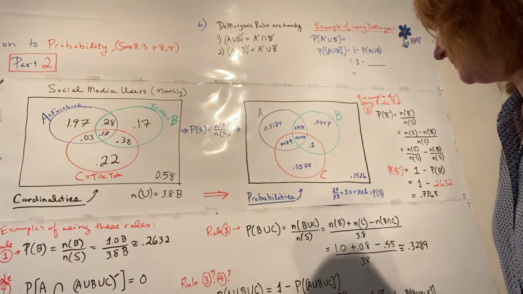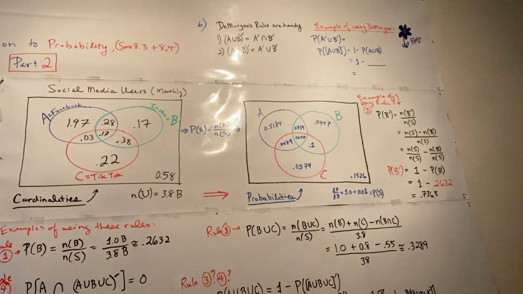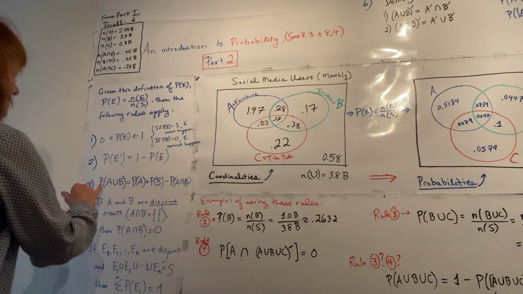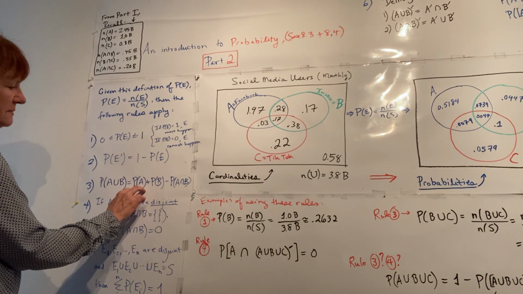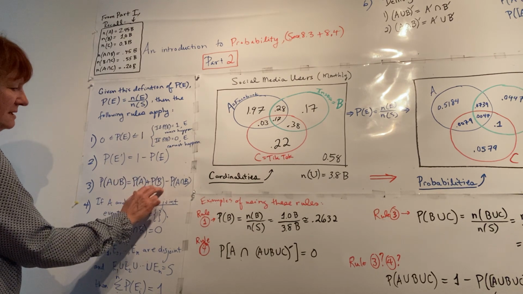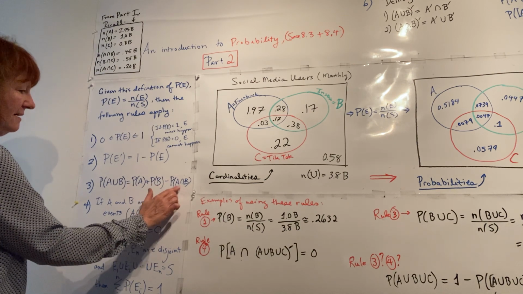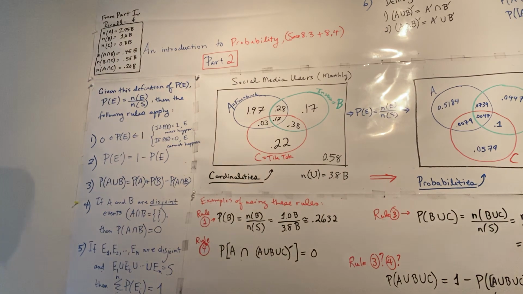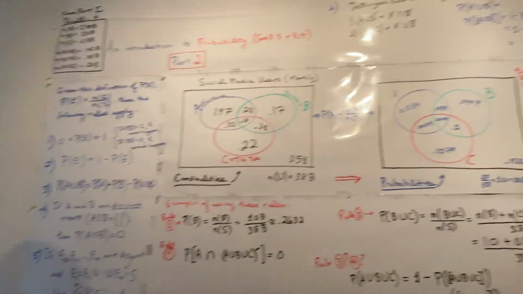So let's see. Third rule. Back over here, the third rule. Third rule is that the probability of a union of 2 events is equal to the sum of the probabilities of each one minus the probability of their intersection. Why is this called the addition rule? Well, let's look at an example of finding that right over here.